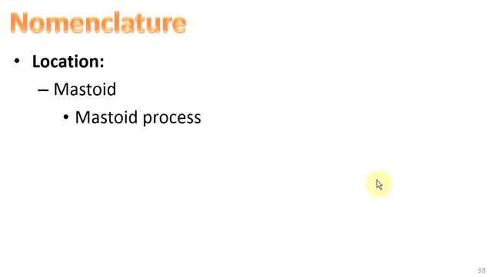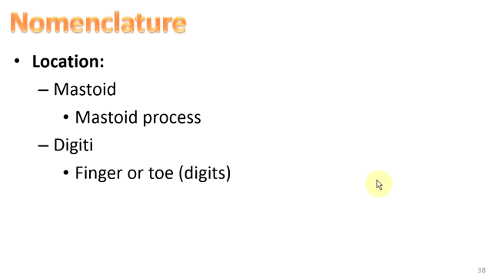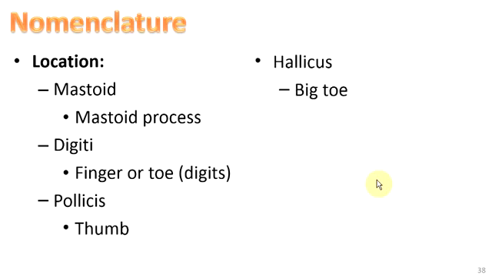That is on the temporal bone right behind your ear, that bump back there. Digiti refers to the digits, which are your fingers or toes. Pollicus refers to the thumb, so anything pollicus means it attaches to your thumb, like flexor pollicus or adductor pollicus or something like that. Hallucus refers to your big toe, same thing there.